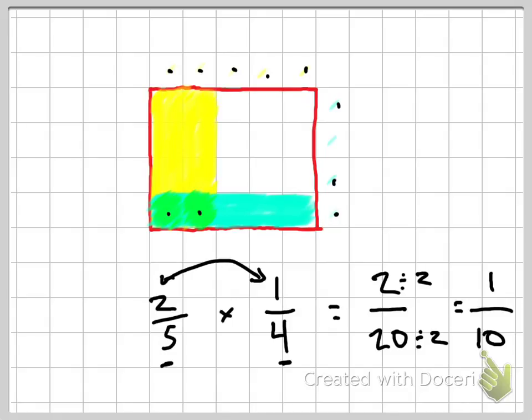So going back to our original equation here, go ahead and highlight it. 2/5 times 1/4 is going to give us 1/10.